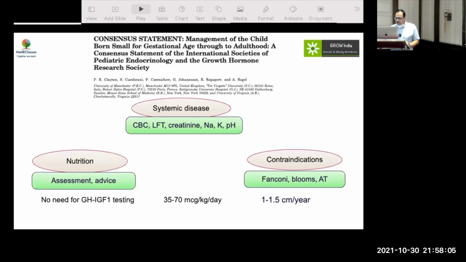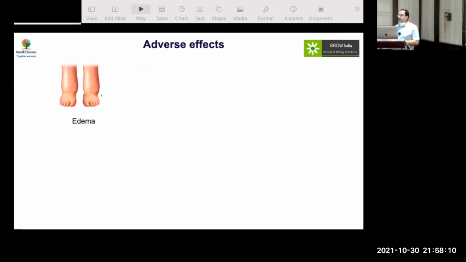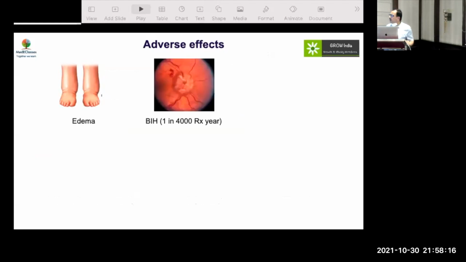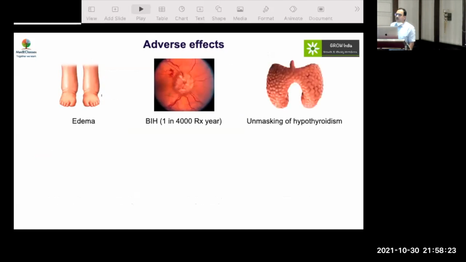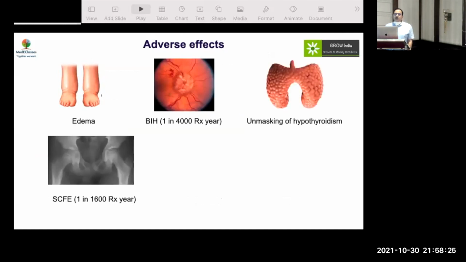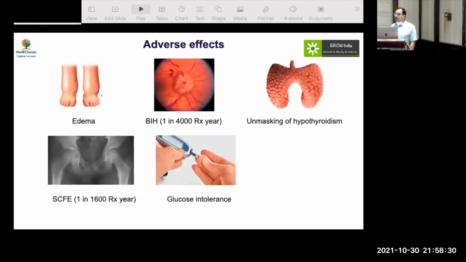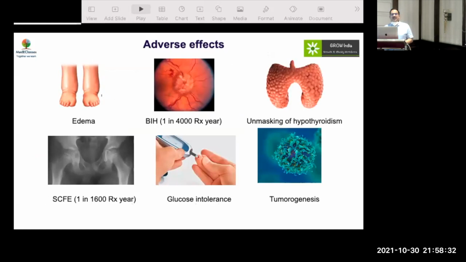Now, what happens in terms of treatment is, it is a very safe treatment, but we have to monitor for a few problems. There is a protein retention which happens initially, so there can be some edema to begin with. The edema can cause benign intracranial hypertension, which may happen. Hypothyroidism may be unmasked. Rarely, if the growth is very rapid, there could be a slipped epiphysis. Glucose intolerance and tumorigenesis are rare. So it's a safe therapy overall, but should be given with caution.